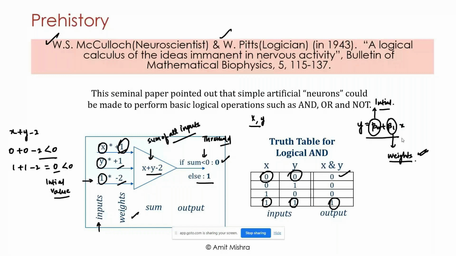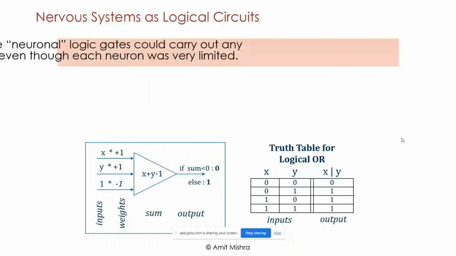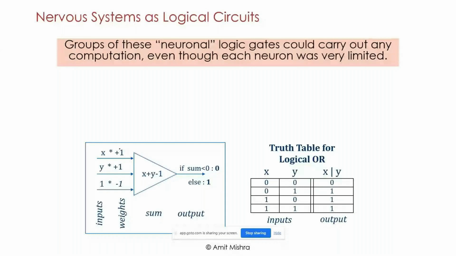The same neural activity logical circuit is built for the OR gate as well. Now in this case, where is the change? You will see the change in the weights part: x plus y minus 1. So you can see the changes are in the weights. The basic building block, how does it look like?